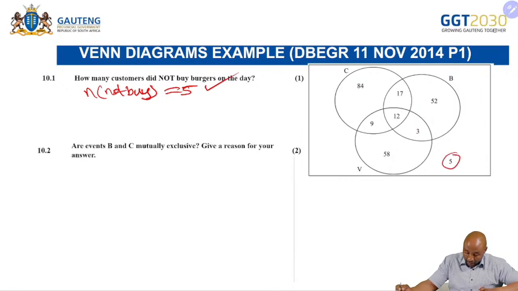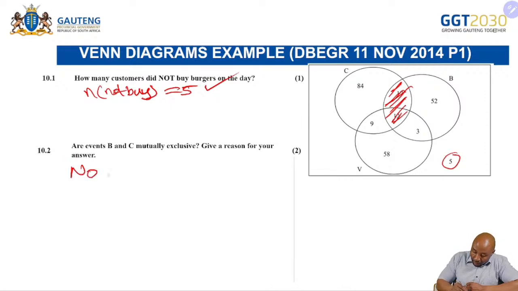Next one, are the events B and C mutually exclusive? Give a reason for your answer. So we are looking at events B and C. Are they mutually exclusive? Remember, if events are mutually exclusive, they should be disjoint, but in this case, there is an intersection there. So we are saying no.